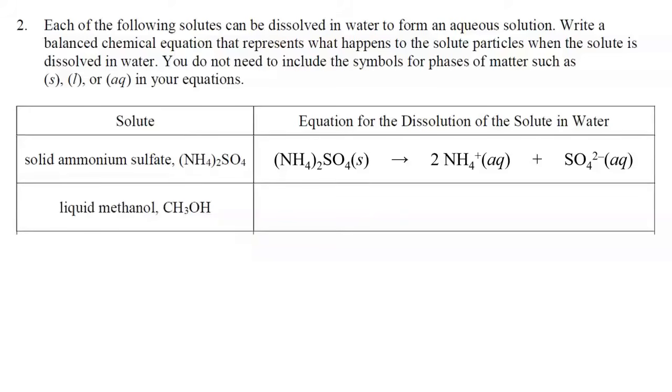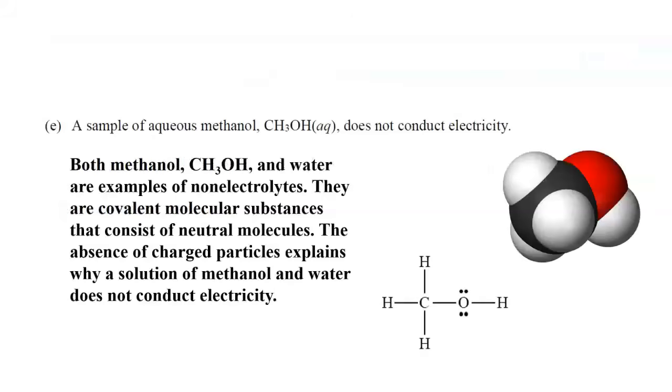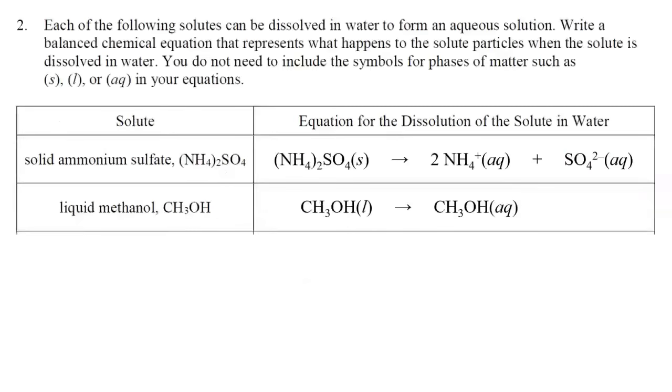All right, our next example is liquid methanol. You may recall from an earlier video where I talked about electrolytes and non-electrolytes that methanol is a non-electrolyte. It is a covalent molecular substance. It does not break up into ions. So therefore, I would write liquid methanol and then aqueous methanol, but I leave it as a neutral compound. I don't split it up into ions. It remains as a molecule.